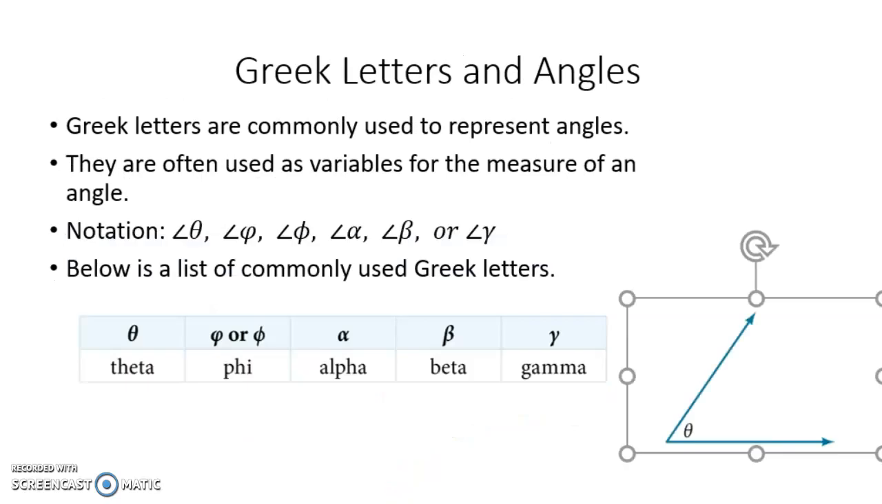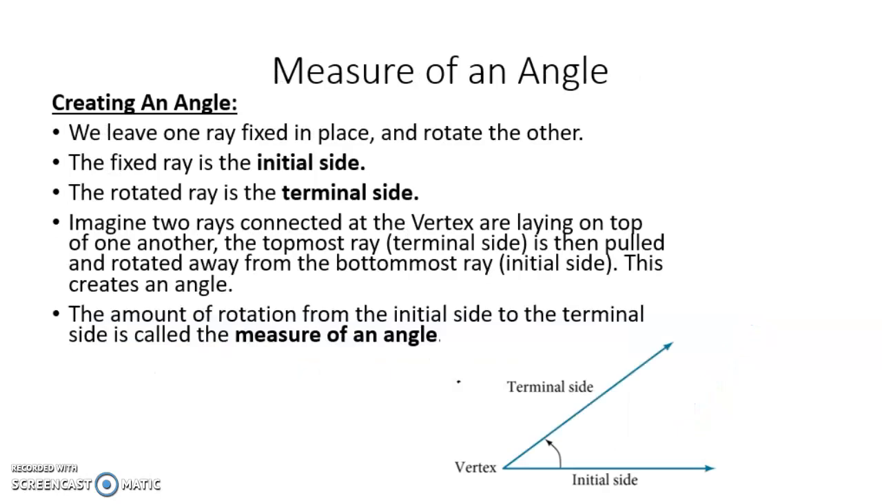Now here are certain letters used to describe angles, and these are Greek letters. So we've got theta, phi, alpha, beta, and gamma. And notice the notation, you've got that symbol right in front of each of these Greek letters to symbolize that we're talking about an angle. And what you'll see is you'll put that Greek letter right here between your two rays, and that will signify this is angle theta.